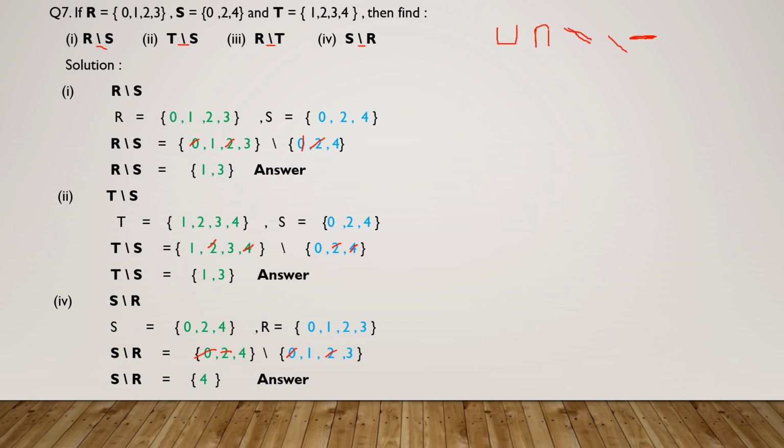We will write this 4 in our S minus R. These two numbers are there, but we will not write these two numbers. We will write only this 4, according to the definition of difference, that in the difference we write only those elements of the first set which are not present in the second set.